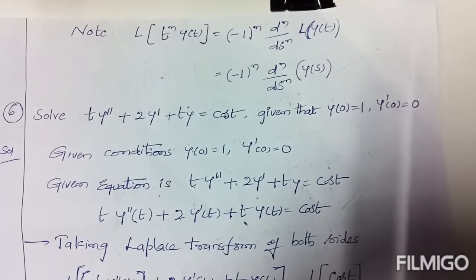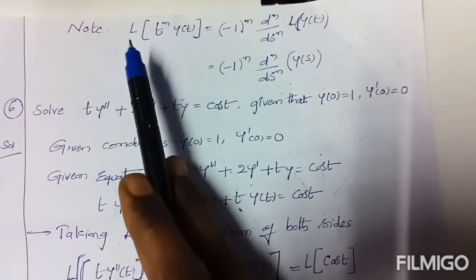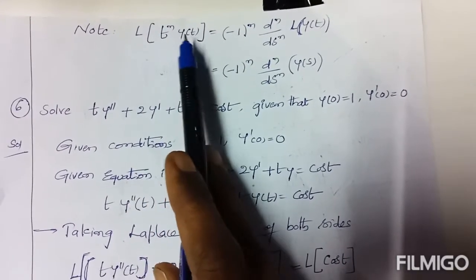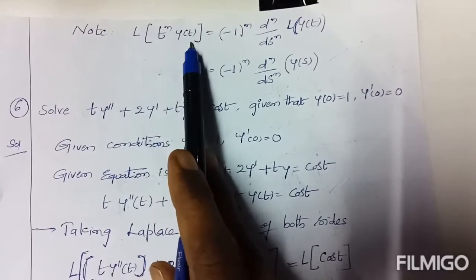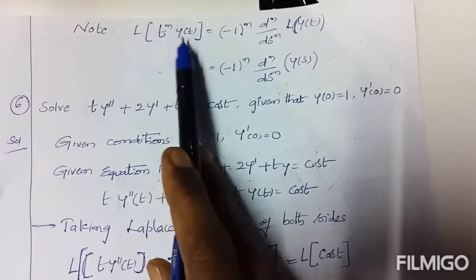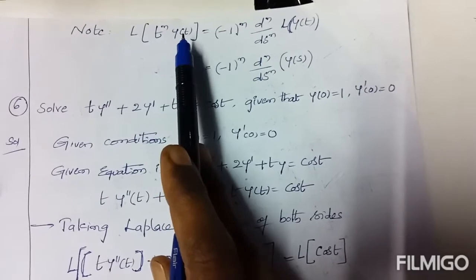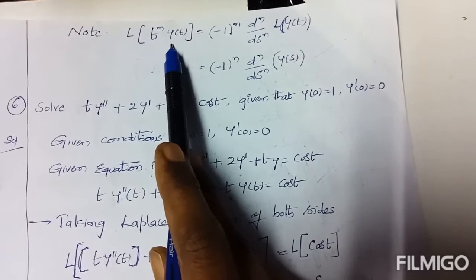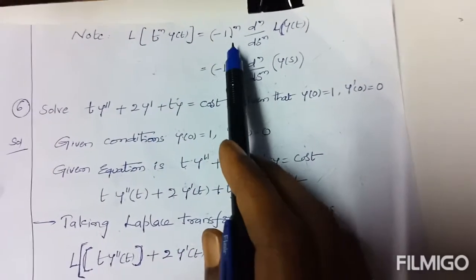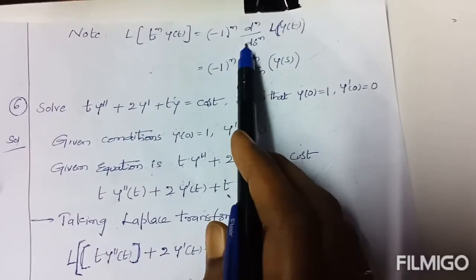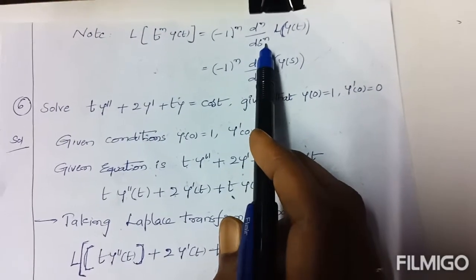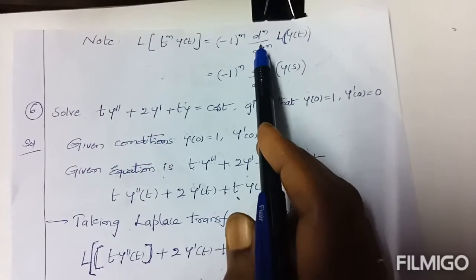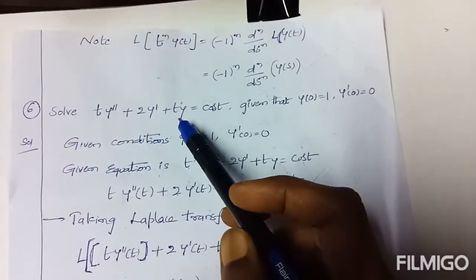Before going to the next problem, first we have to know the formula. L is the Laplace operator operated on t power n into y of t. There are two functions in terms of t: one is t power n, another is y of t. In this case, we have to operate L on only y of t. Instead of t power n, the relation is minus 1 whole power n, d to the power of n by ds to the power of n, of L of y of t. This formula is useful to find the solution of the next question.